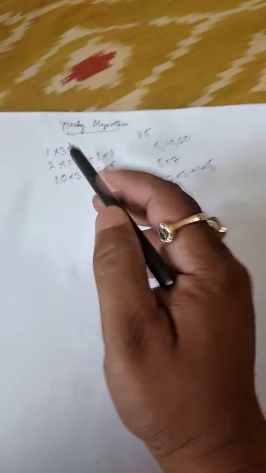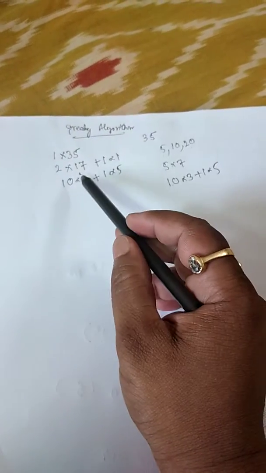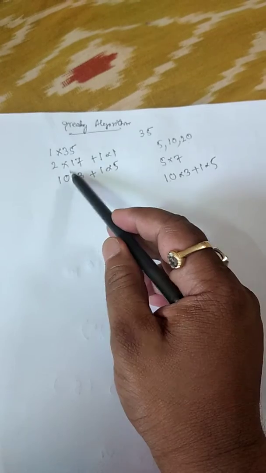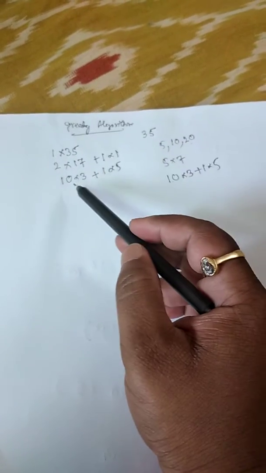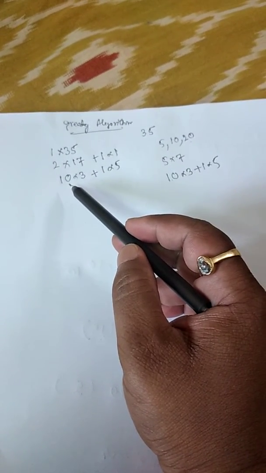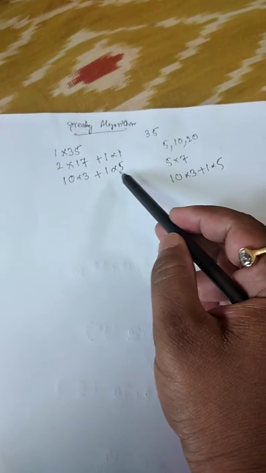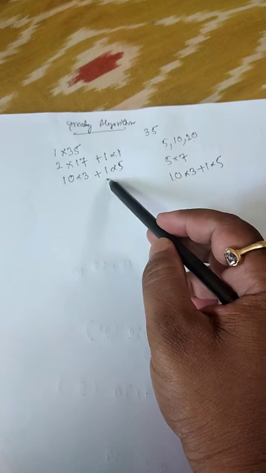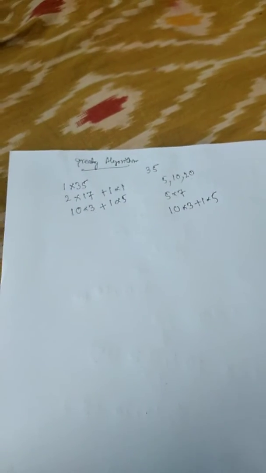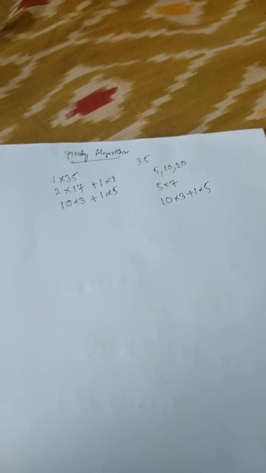for this particular problem? One person can give me 35 one rupee notes, another person can give me 17 two rupee coins and one rupee note. Another person can give me three 10 rupee notes and five 5 rupee notes. These are our solutions.